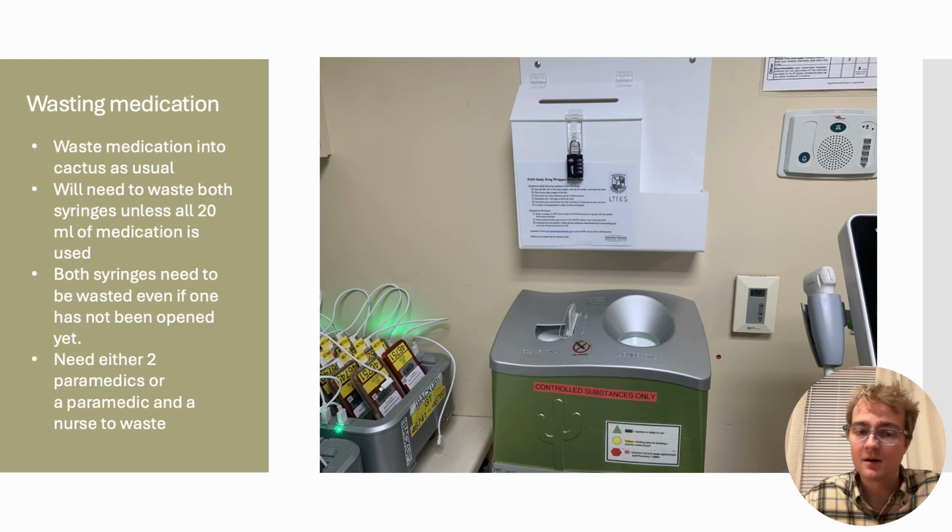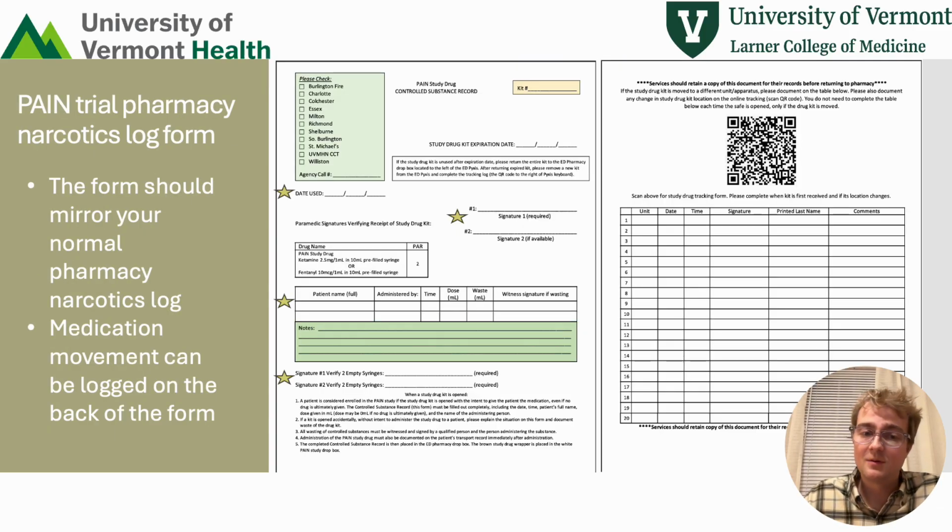So once you've scanned that QR code and filled out that online form, the next step is to waste your medication. Unless you gave 10 ml from both syringes, you will need to waste the medication. Even if you opened one syringe and gave all of it and have an unopened syringe, you're going to waste that as well. We're going to waste it in the Caxis as usual. The pharmacy pain study narcotics log will show on the next slide. It's very similar to our current paramedic box narcotics form. You'll need either two paramedics or a paramedic and a nurse to waste it. This is what that form looks like.